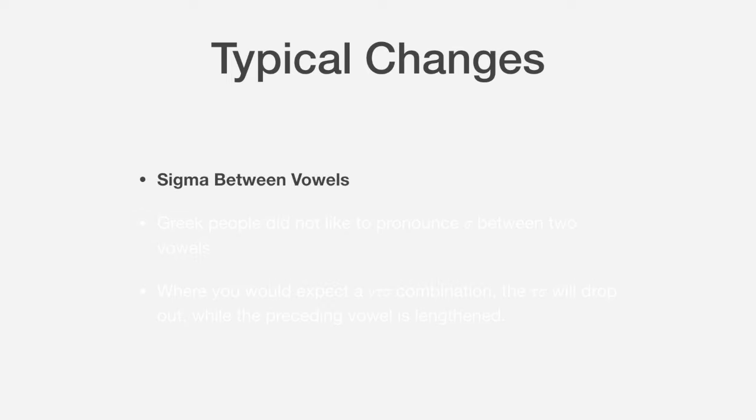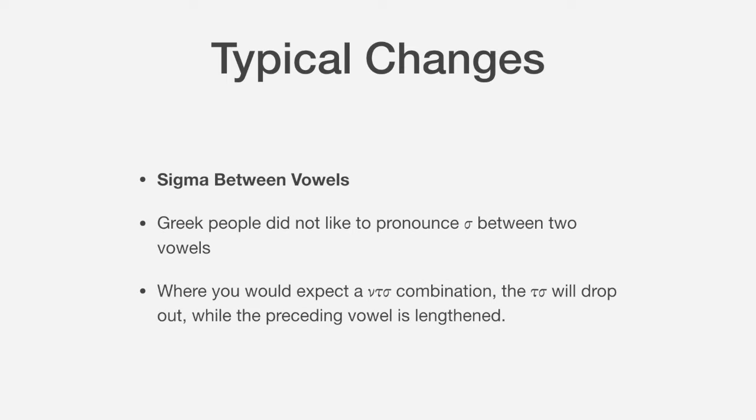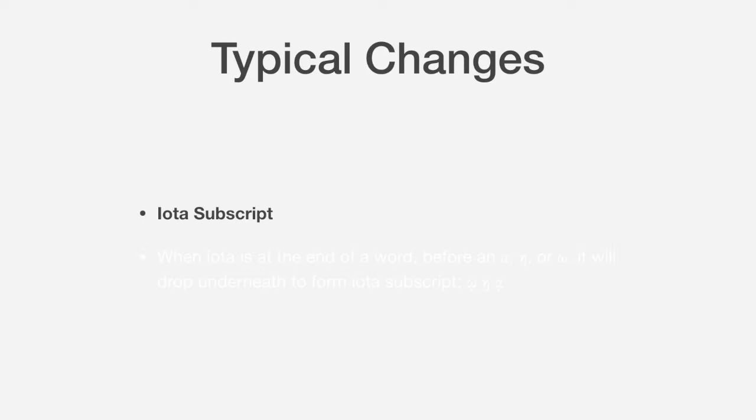lost. So next we have sigma, which shows up between vowels, and actually some other sigmas as well. The whole thing is Greek people did not like to pronounce sigma under certain circumstances. One notable one is when it comes in between 2 vowels. That sigma will just disappear and then the vowels will contract together. Another place is where you would expect a nu tau sigma combination. Usually the tau and sigma will just drop out and whatever vowel comes before the nu will be lengthened. That's extremely common. Again, you don't have to memorize that. It's going to be on your cheat sheet. And when you come across it, you'll at least have an explanation as to why you're seeing some kind of difference.